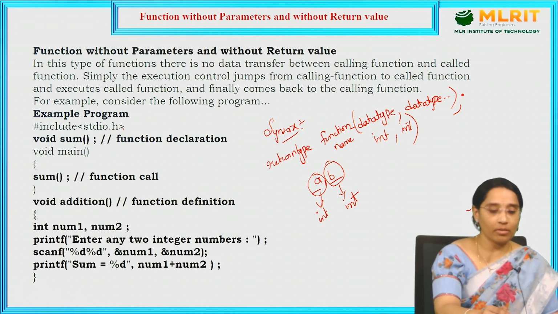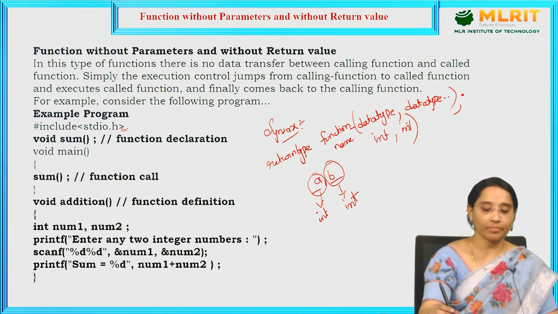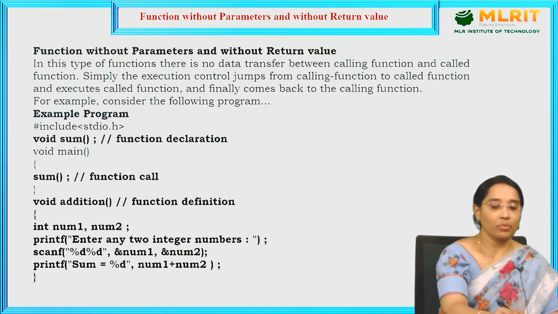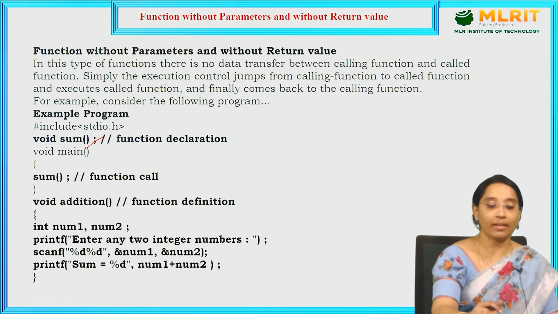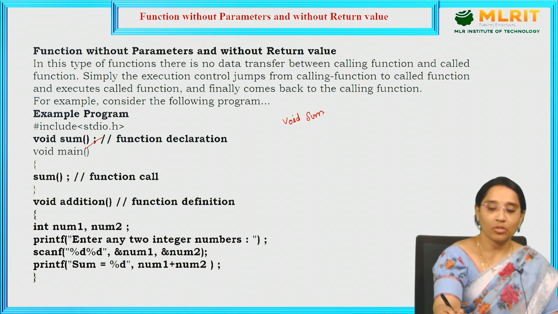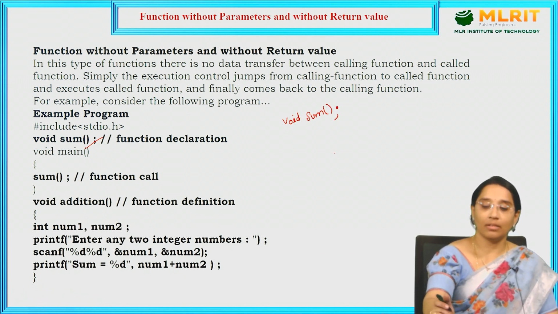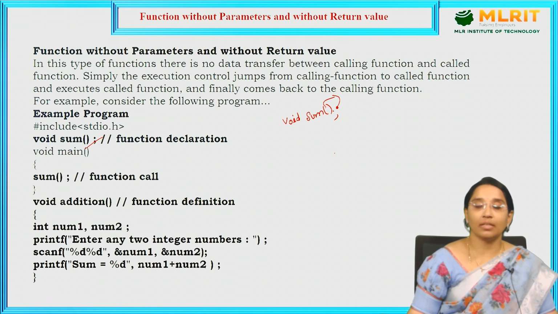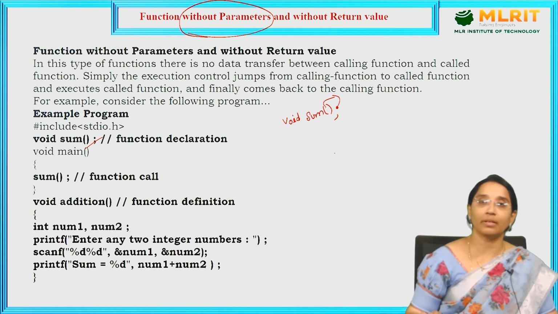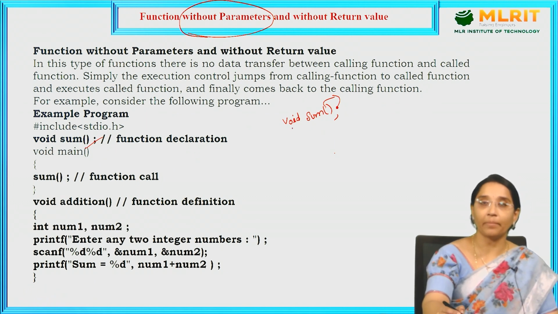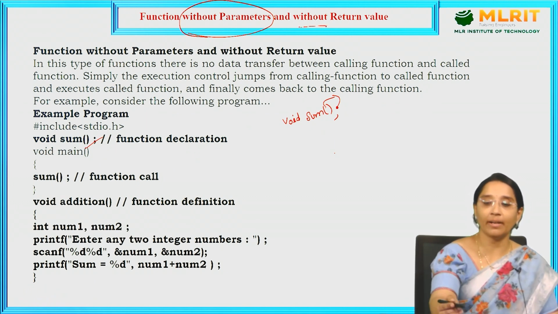So here #include stdio.h and void sum. So this is the function declaration. Why is it void sum? It means you are not passing any parameters in this declaration here. We will not pass any parameters, we will just write without, because the category is without parameters. Without parameters means there are no parameters and no return value.